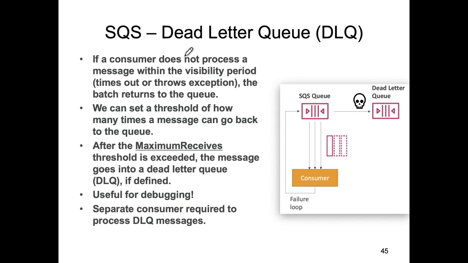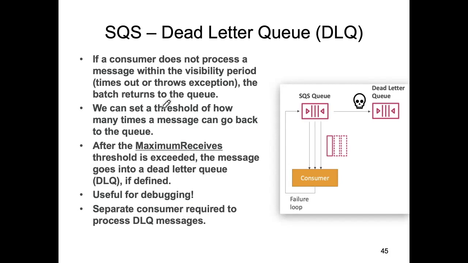So if the consumer does not process a message within the visibility period, and by that I mean it either throws an exception or it wasn't able to process it within the confines of its own computing power, either way, the message has caused problems, let's say. Then not only that message, but the batch associated with that message is put back into the main queue.